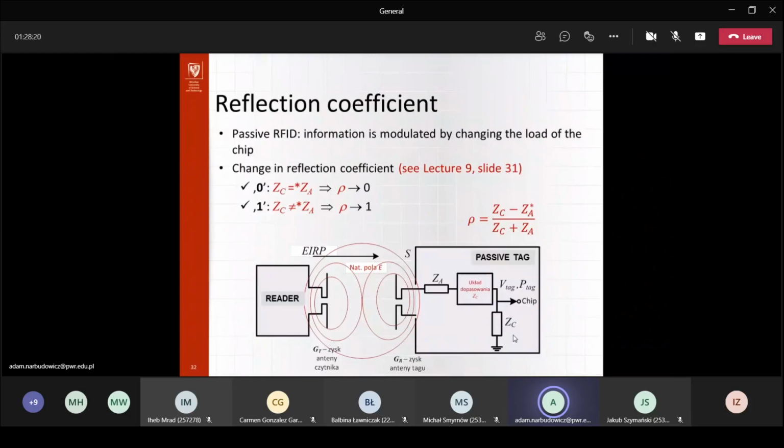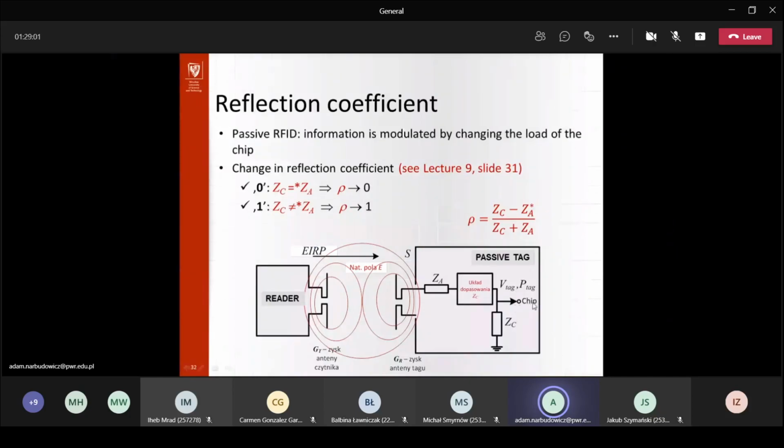So obviously, if there is a short circuit here, then we'll have a total reflection. So the signal will get reflected from this point, go back into the antenna, and then through the antenna, it will be actually transmitted back into the reader. So those are basically two states. It's a very simple modulation in this case, but we get 0, which is, let's say, no reflection, and 1 means total reflection, right?